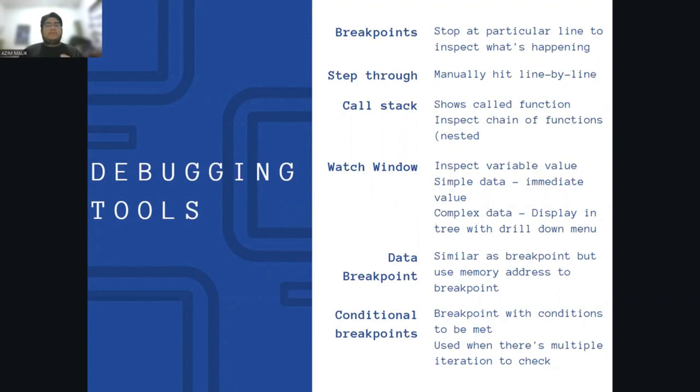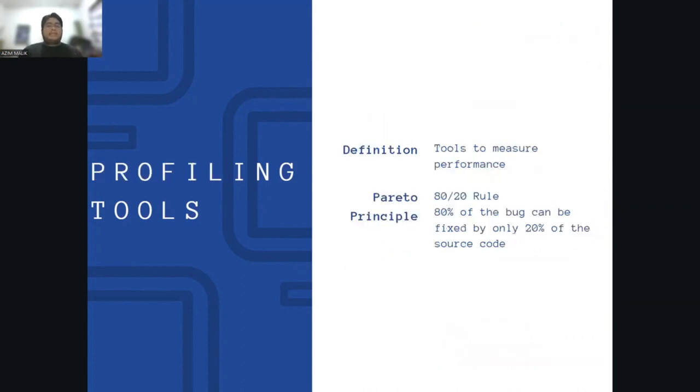We have call stack to show the functions that are being called. We have watch window, where we inspect variable values. They have two types, simple data and complex data. And then we have data breakpoints, similar to breakpoints, but using a memory address to trigger the breakpoint instead. And then we have conditional breakpoints, where we put a condition so that when the condition is met, the breakpoint is hit.